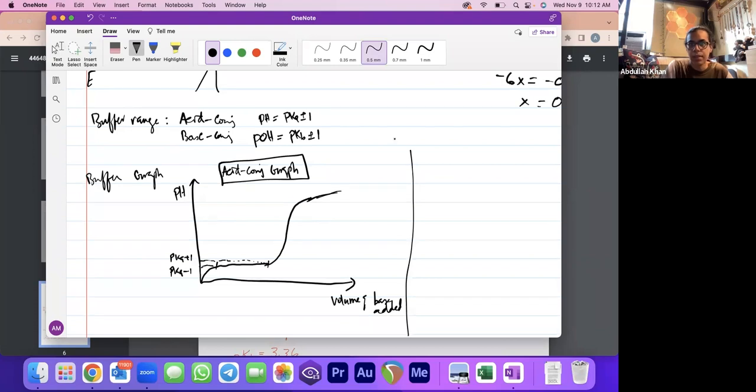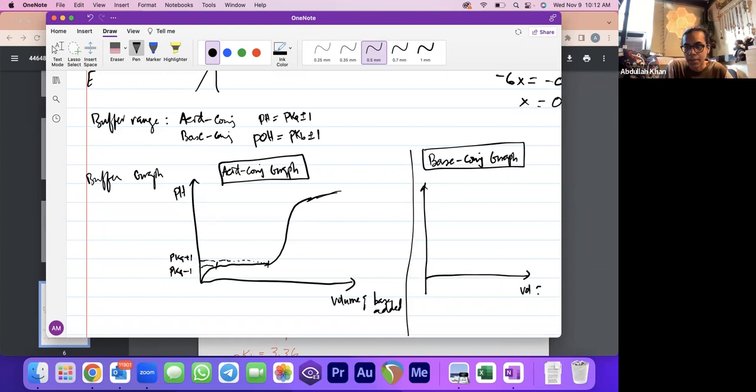On the other hand, if you have a base conjugate buffer, and you're disturbing the buffer by adding acid, then this is what happens. Now, volume of acid added. Once again, we have pH. Adding acid decreases the pH, right? So it starts up here somewhere. Then it sharply drops. And then flattens out for a little bit.